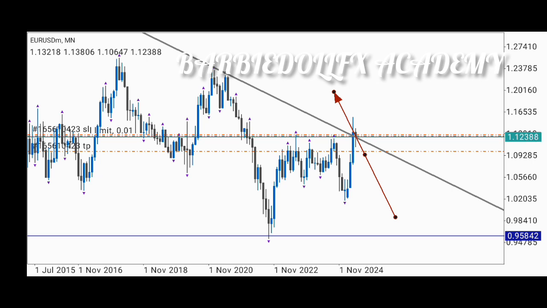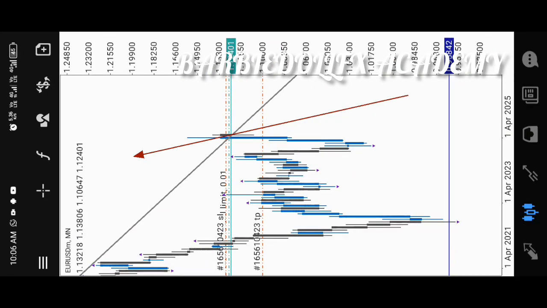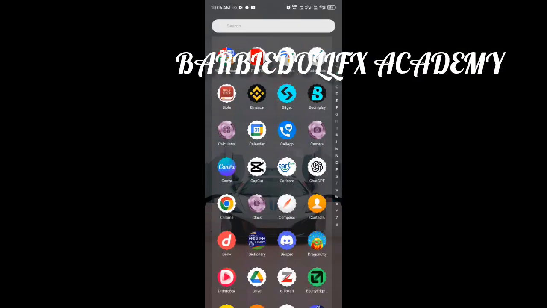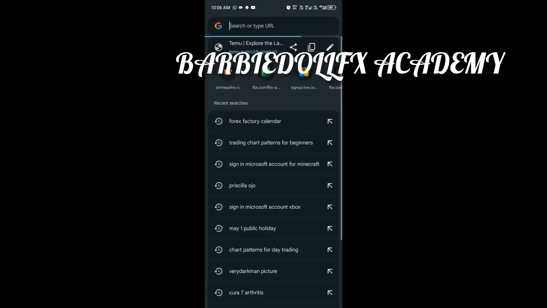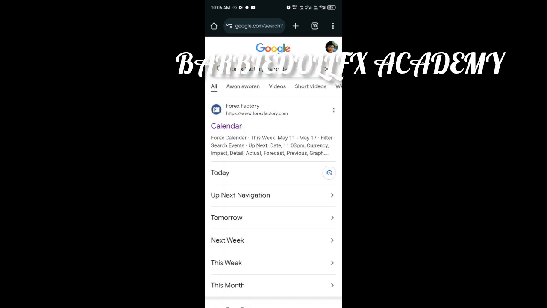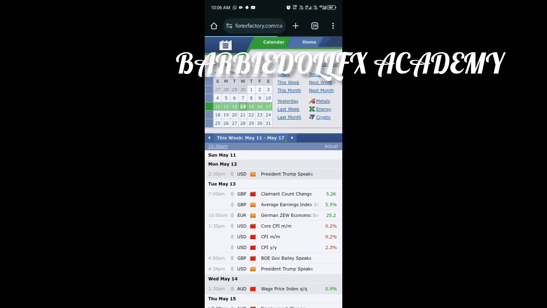So what will I do? I'll go out from my chart now. I'll go to my Chrome. I'll go to forexfactory.com. Once you get to your Chrome, you type forexfactory.com. Forex Factory will come out. You see it here, the calendar. You tap on it. You can download it on your phone. You can download it and set it to your time.